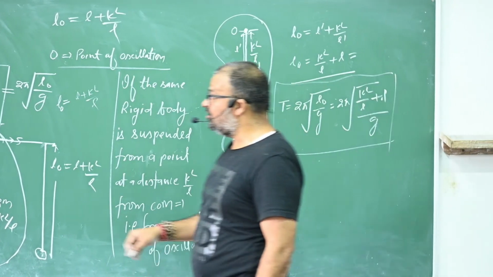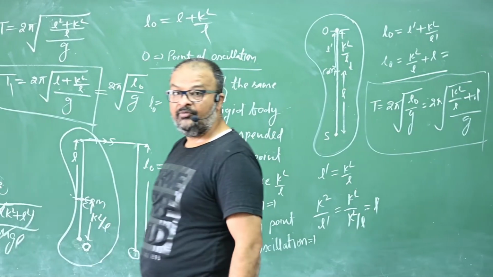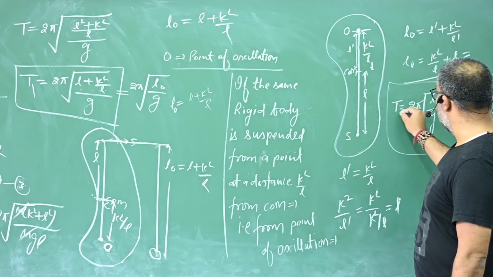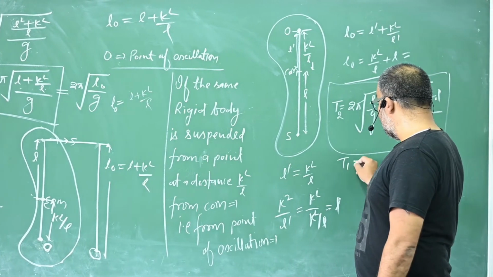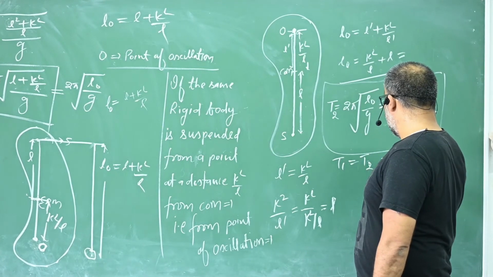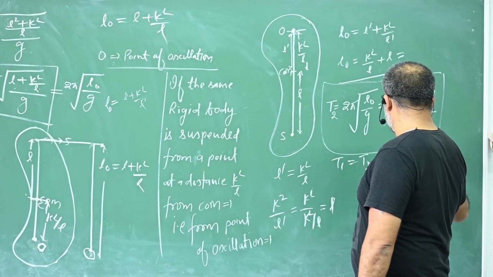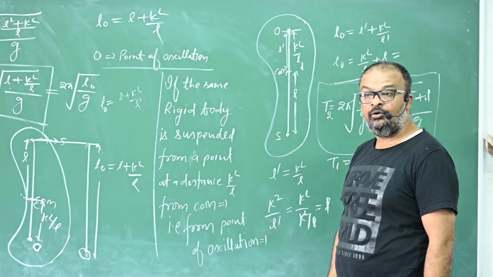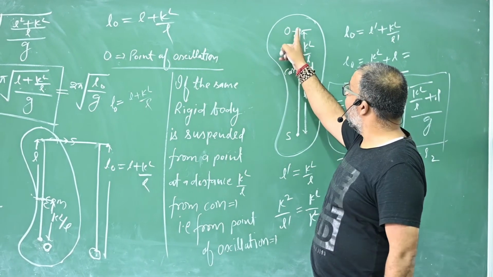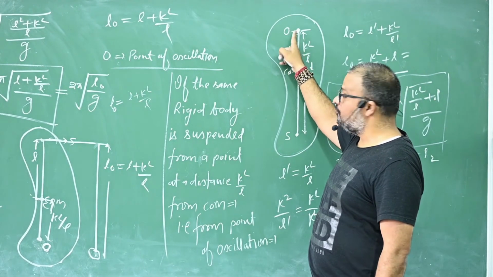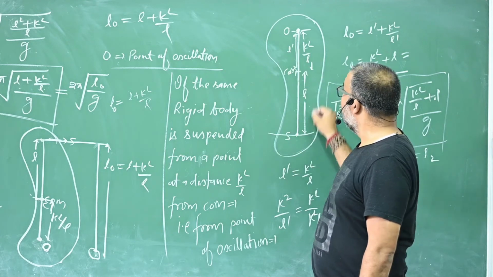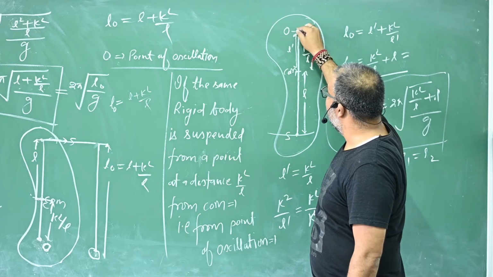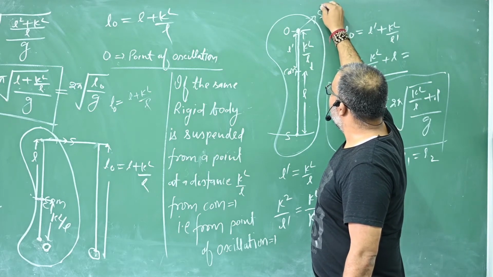If this time period is written as T1 and this time period is written as T2, then T1 equals T2 and the equivalent length L1 equals the equivalent length L2. And previously, the point of oscillation and the point of suspension now interchange. So this point of oscillation is now the point of suspension.